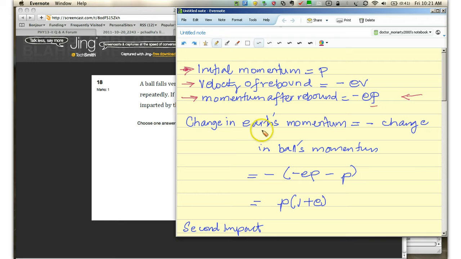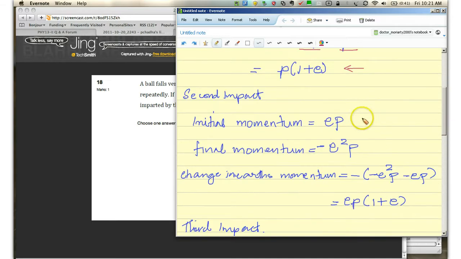Now, the change in the Earth's momentum is going to be the opposite of the change in the ball's momentum, because momentum is conserved, right? And therefore, that minus sign is because of this minus over here, and in brackets this is the final momentum which we computed over here, minus p, which was the initial momentum of the ball. And therefore, if you compute the momentum, it works out to p into 1 plus e, the change in the Earth's momentum after the first impact. Let's see what happens after the second impact.